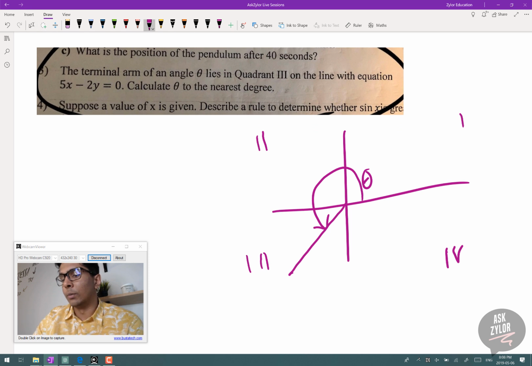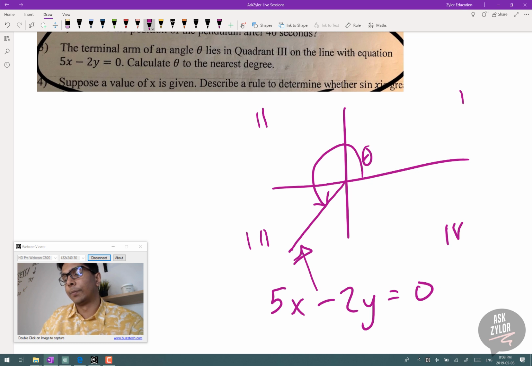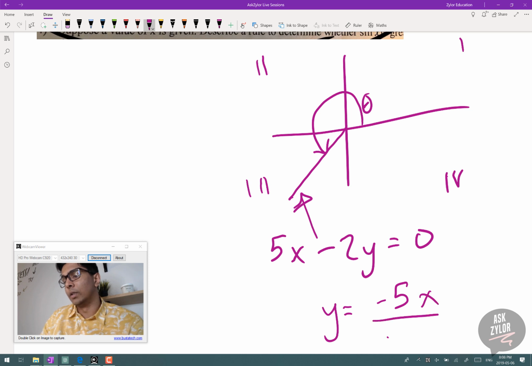So we're told that the terminal arm lies on the line with the equation 5x minus 2y is equal to 0. So I'm going to write 5x minus 2y is equal to 0. That's going to represent this line over here. So I'm going to isolate for my y. So my y is equal to negative 5x over negative 2.